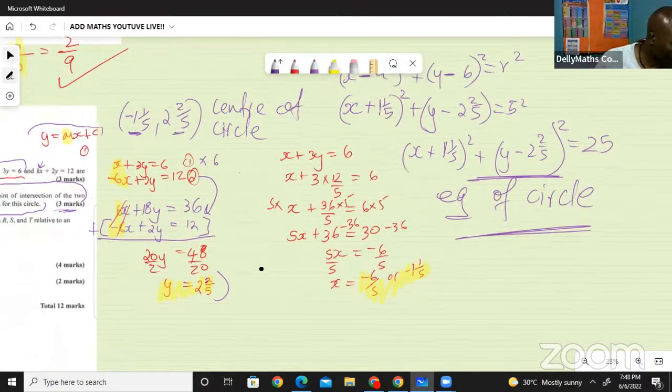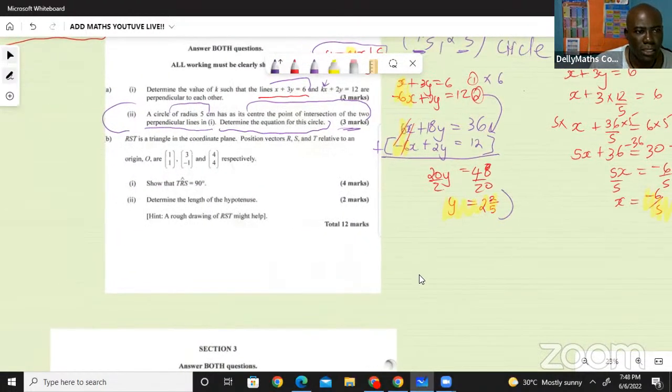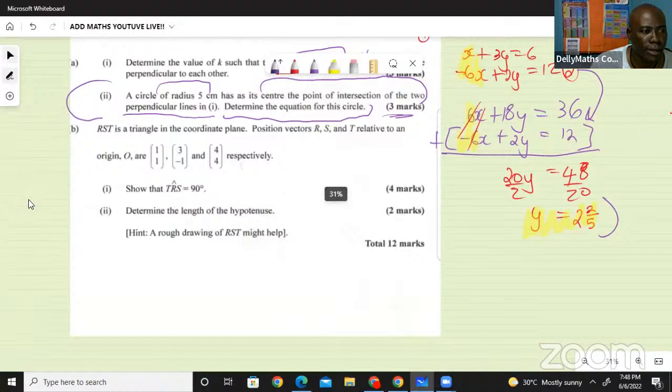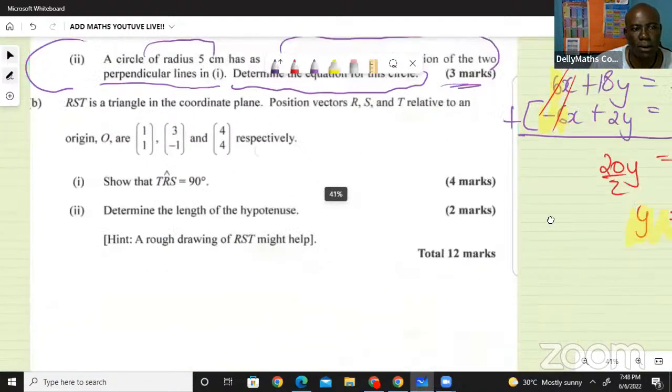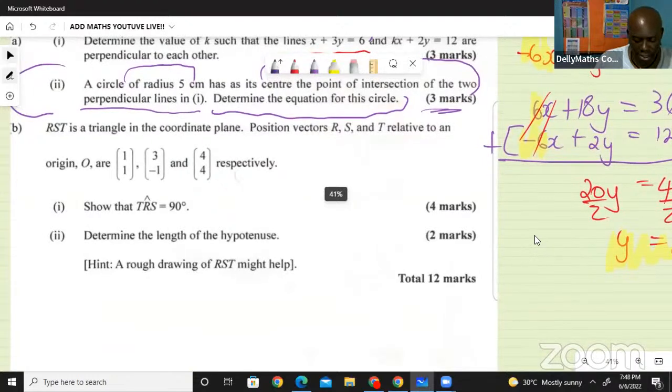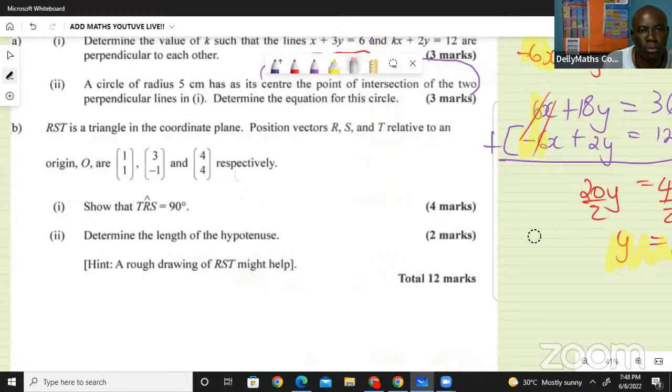All right, so that's that. Let's go to the next question. So yes, vectors are coming, right? Vectors are coming. All right, so this question says, let's look at it. We have to read it. Let's clear this up. This question says, RTS is a straight line in a coordinate plane. Oh, RTS is a triangle. I did say straight line, I apologize. RTS is a triangle in a coordinate plane. Position vectors R, S, and T relative to an origin O are as follows.